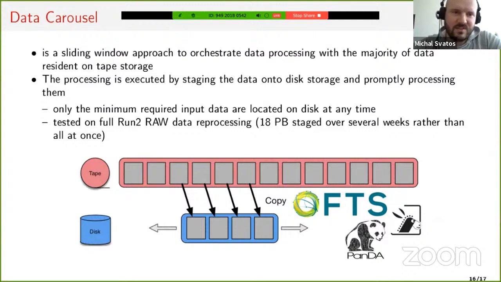For usage of disk, there's the data carousel project, which is a sliding window approach to orchestrate data processing. Basically, you stage only data from tape to disk which are needed for currently running tasks, not all of the year or the whole Run 2 data. This was tested and works rather well: out of 18 petabytes of Run 2 data, only a small amount was on the disk at any time.